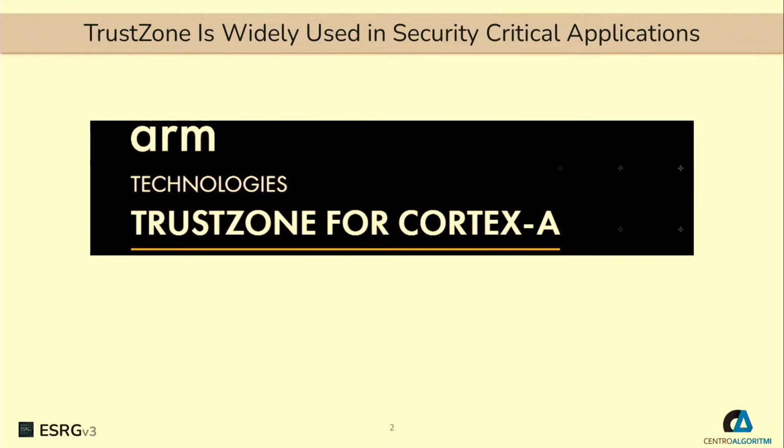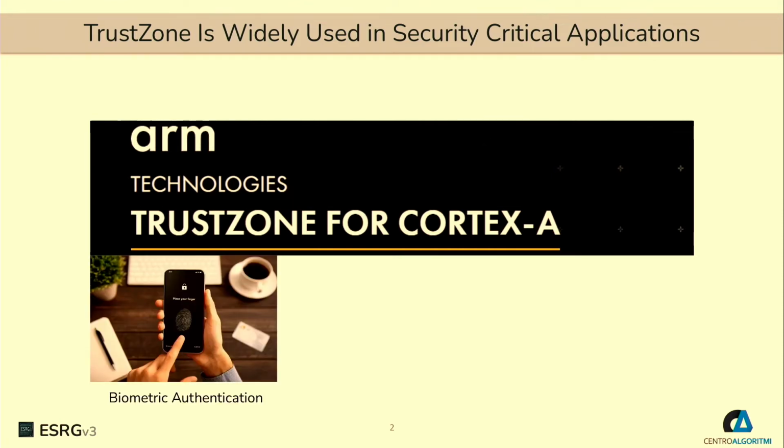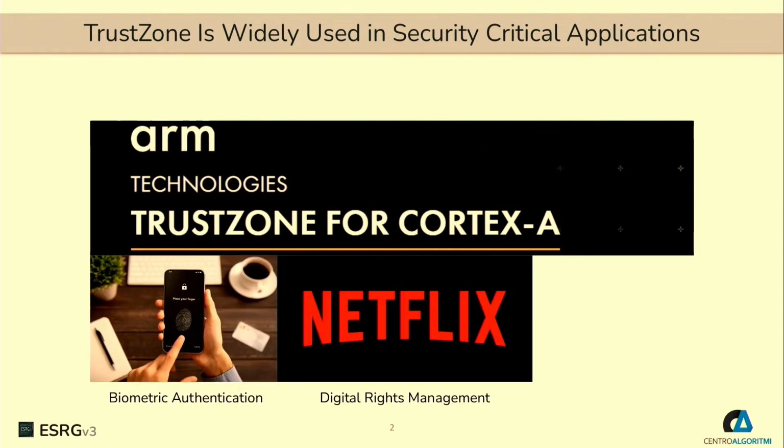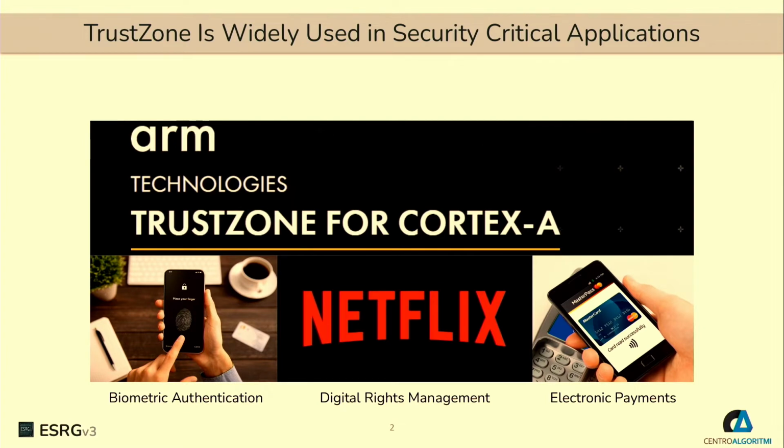TrustZone was introduced nearly 2 decades ago, in 2004. Today, TrustZone is still present in commercial off-the-shelf platforms and in ARM Cortex application processors. TrustZone has been leveraged to build TEEs in billions of mobile devices worldwide. These TEEs support applications ranging from biometric authentication, digital rights management, and electronic payments, for example.